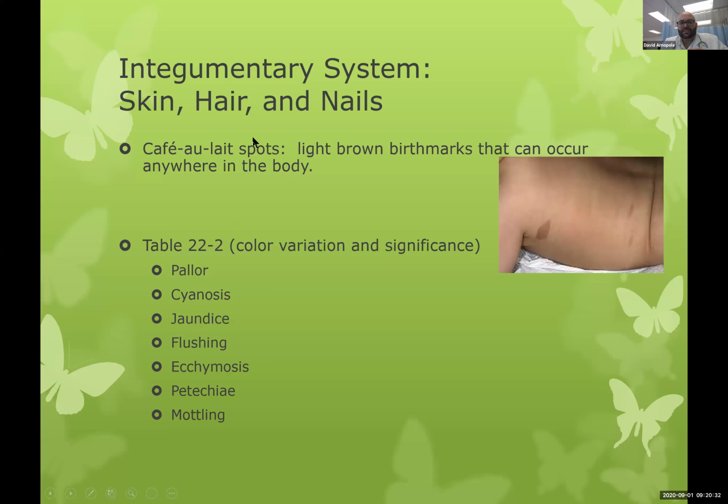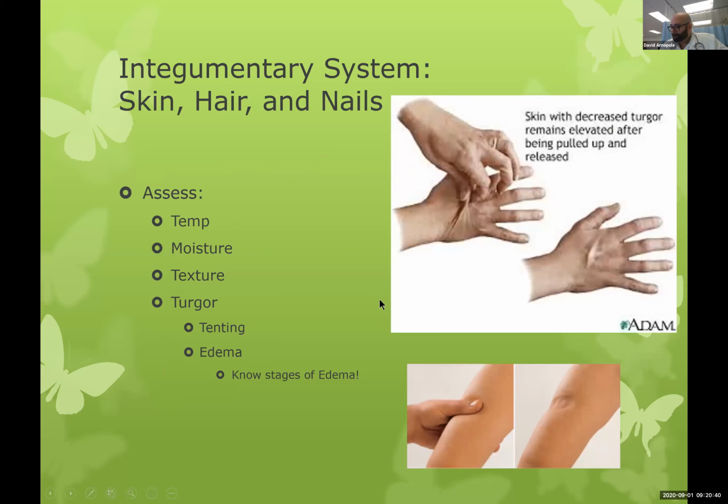Your café au lait spots are up there. They're just light brown birthmarks that occur anywhere on the body. It's just a term that you'll have to know as you get into that. All right, assess the temperature, moisture, texture, turgor. So we've talked about temperature, talked about moisture, the texture, whatever you feel. Is it scaly? Is it rough? Is it smooth? What did you feel on there?